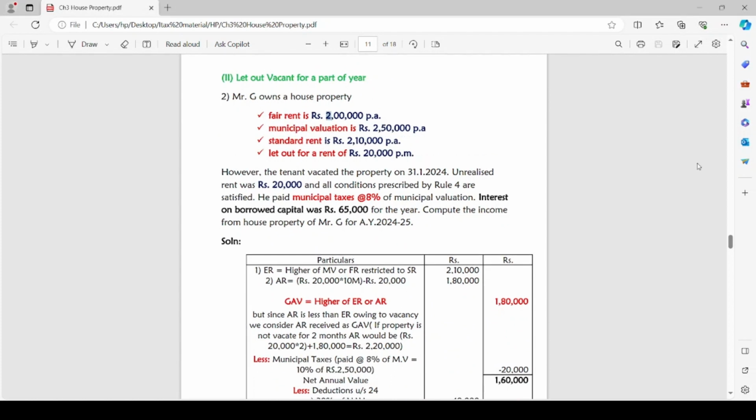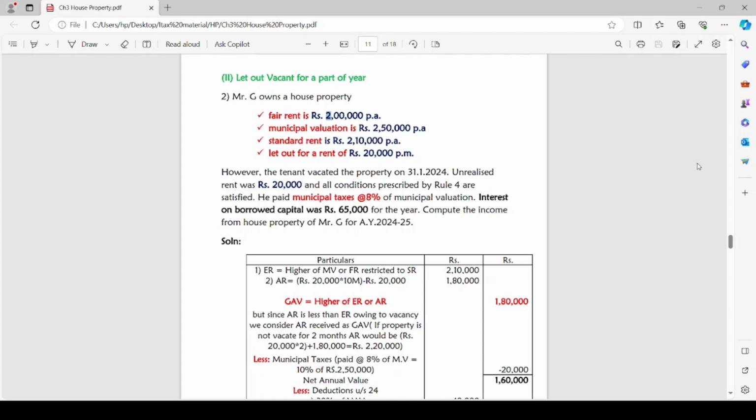Heading to the second problem, the case is where the house property is let out but it is vacant for a part of the year. Mr. G owns a house property whose fair rent is rupees 2 lakh per annum. The municipal valuation is rupees 2,50,000 per annum. Standard rent is rupees 2,10,000 per annum. It is let out for a rent of rupees 20,000 per month.